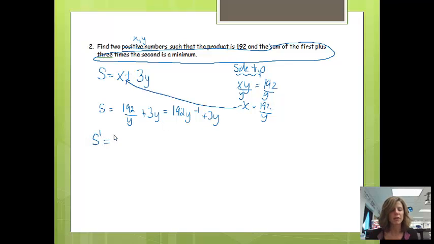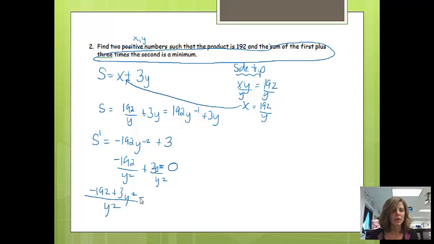So if I find the derivative, my derivative will be negative 192 y to the negative 2 plus 3. And even though there is a y, since there's only one variable, I don't have to put dy dx. So we've taken the derivative, and then from here I'm going to rewrite it. So I'll get negative 192 over y squared plus 3. And then from here we will set that equal to 0 to find our critical numbers. Again, I'm going to get a common denominator, so I'd multiply the top and the bottom of the second one by y squared. So I'll get negative 192 plus 3y squared over y squared equals 0.